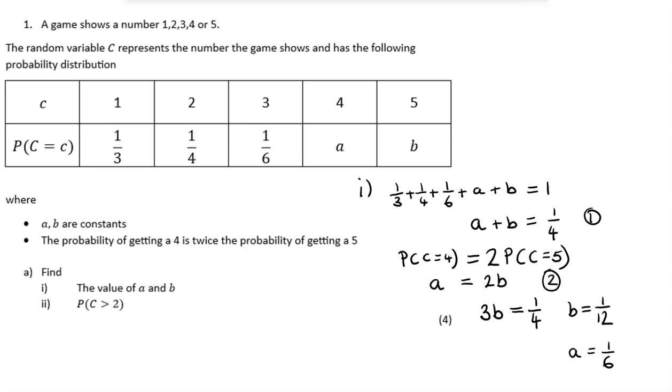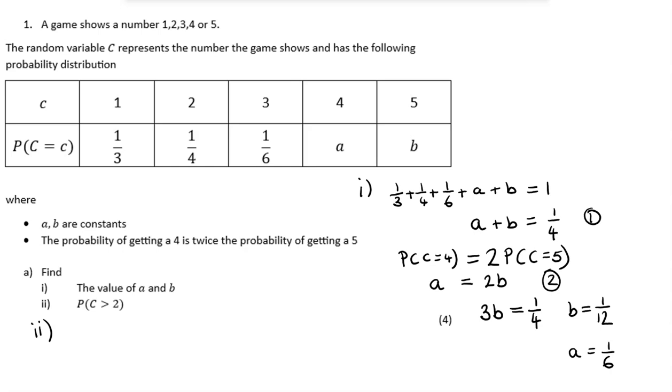So that's part 1 dealt with. Let's look at part 2. This is going to be a fairly quick part here. The probability that C is greater than 2. Okay, that's where I was: find the probability that C is greater than 2.